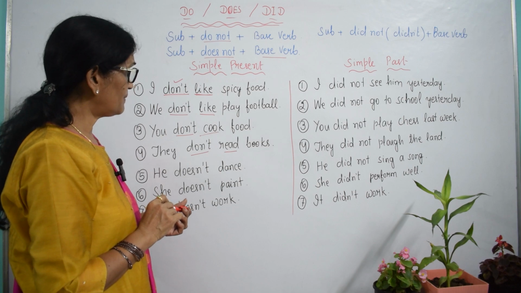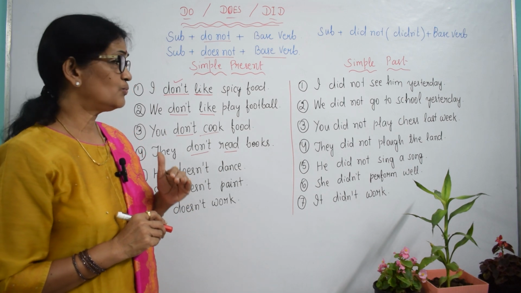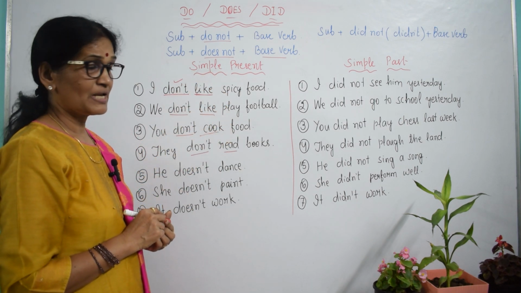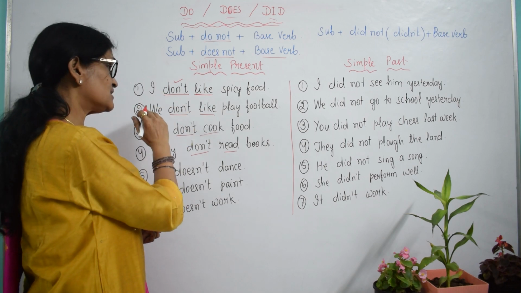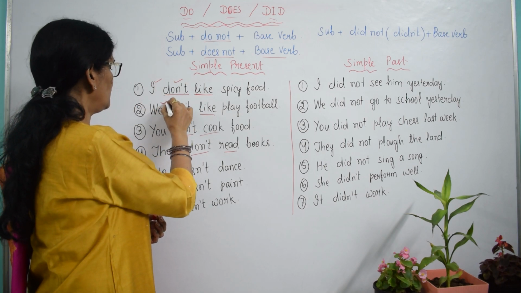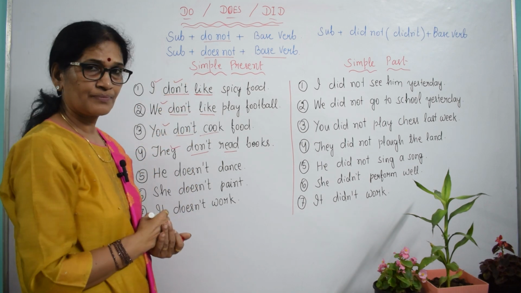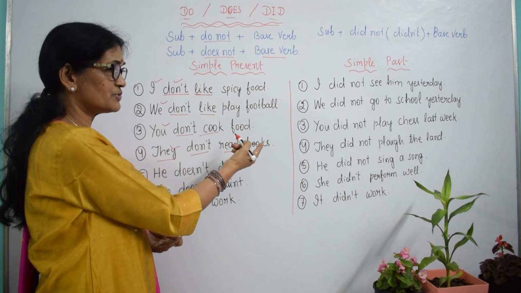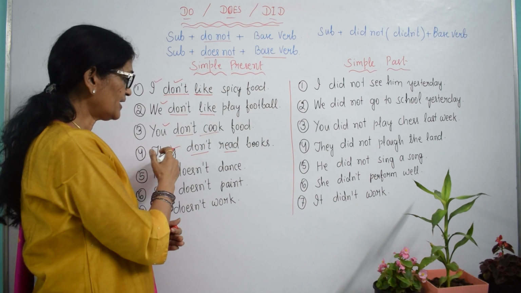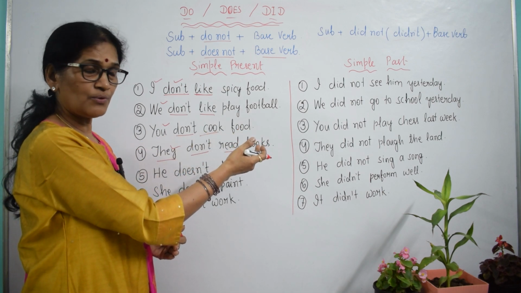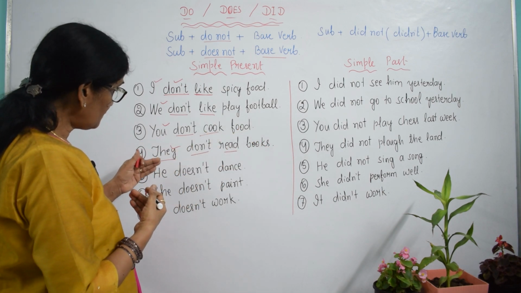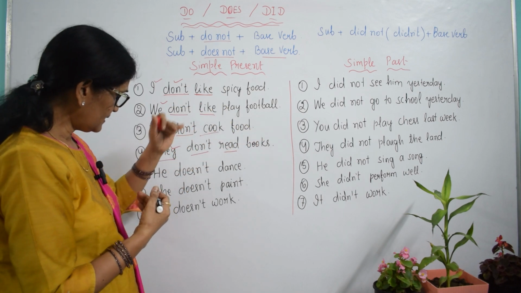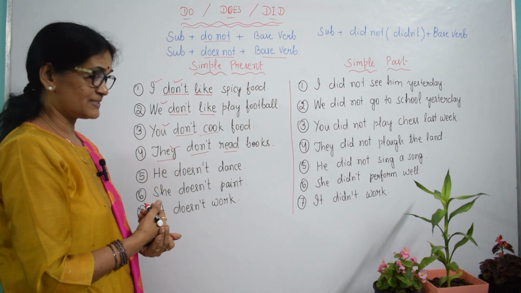That means in simple present, in negative sentences, we use the base form of a verb. And we use don't with the subjects I, we, you, they. They means here students don't read books, plural subjects. Children don't read books. And people don't read books. On the other hand, singular subjects.